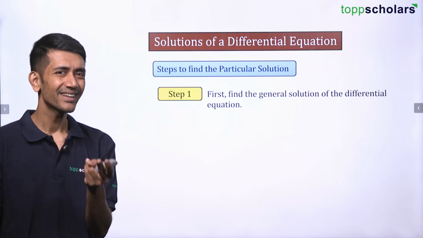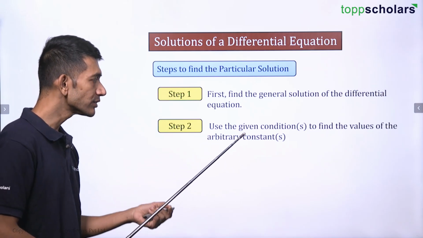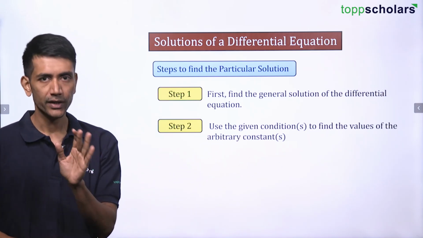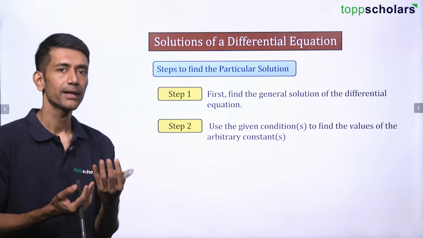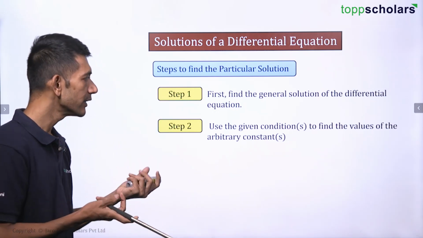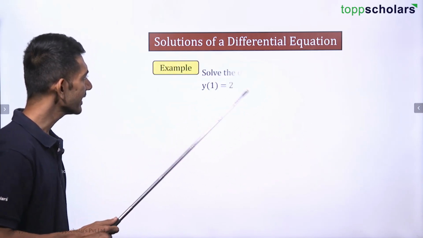Separate it and then integrate on both the sides. And then step 2 is use the condition. Some condition will already be given in the question, of course, to find out the values of the arbitrary constant. We'll use those conditions to find out the values, right? Okay. Let us see an example.